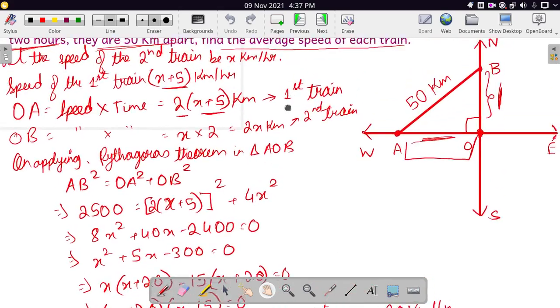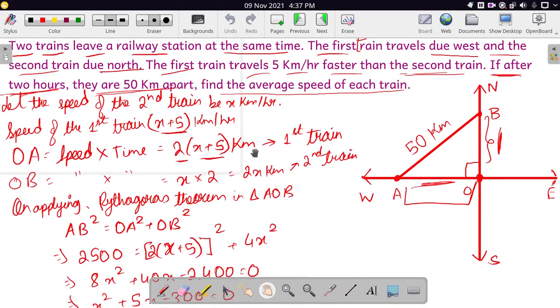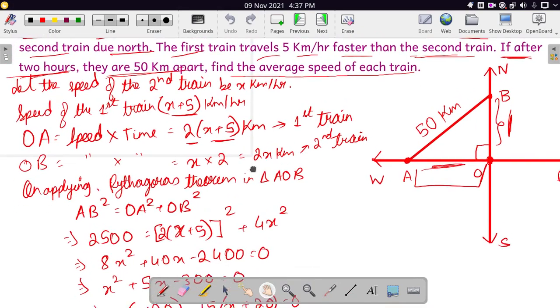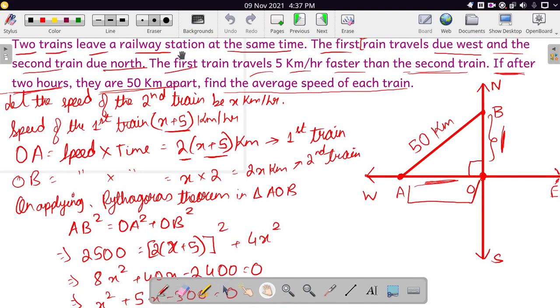Then we did the applications of quadratic equations on mensuration. It's pretty easy. We just applied the Pythagoras theorem to do this sum. This is basically a speed and time sum along with mensuration. Okay, speed and time sum. This is not mensuration. We can say that this is a speed and time sum.